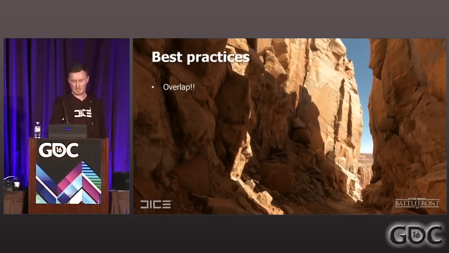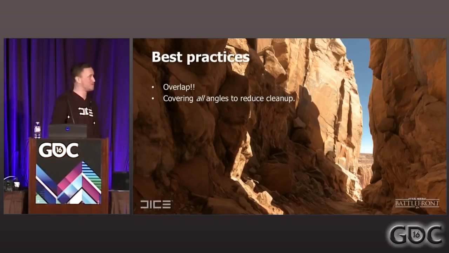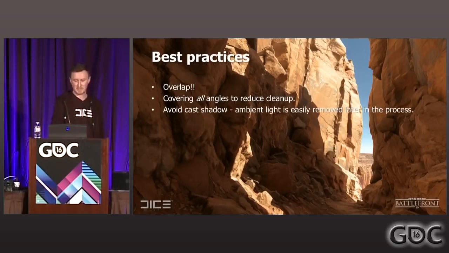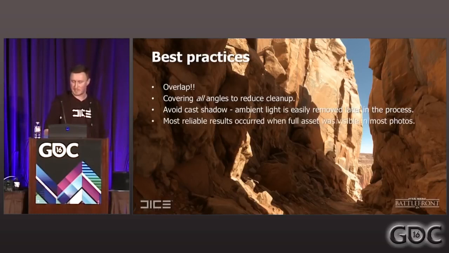Overlap, naturally. Again, very easy to forget, and the number one thing that just destroys a good capture, as well as covering all the angles. Filling in blobby holes from bad scans in photoscan is not ideal. Avoiding cast shadows is something that is sometimes out of our control, but we try to capture in shady locations, in overcast conditions, things like that.